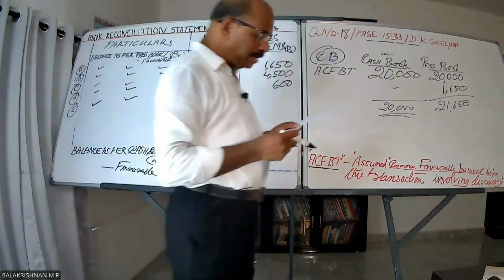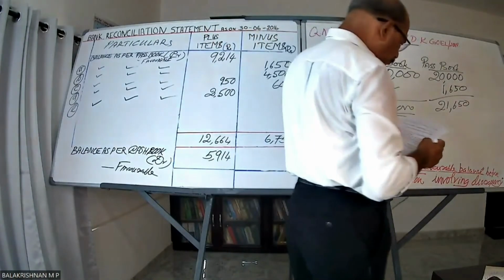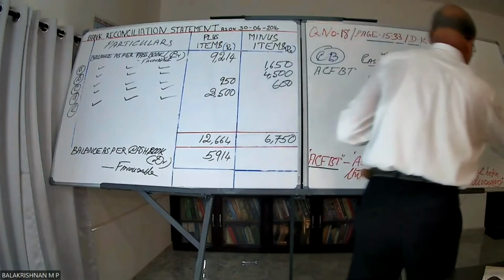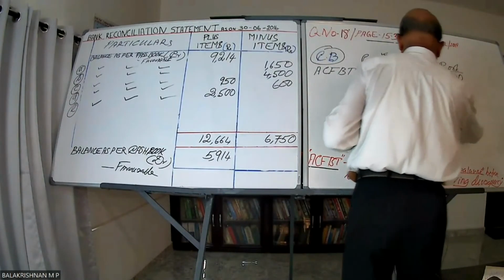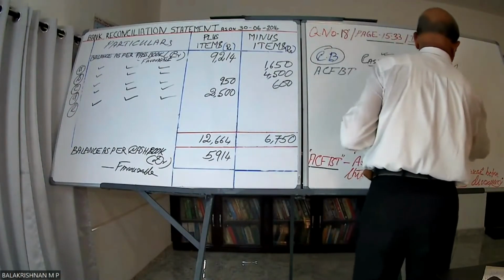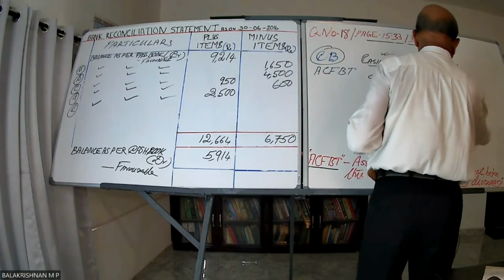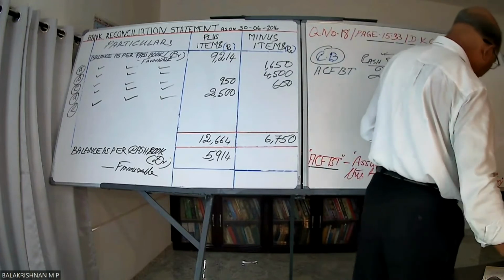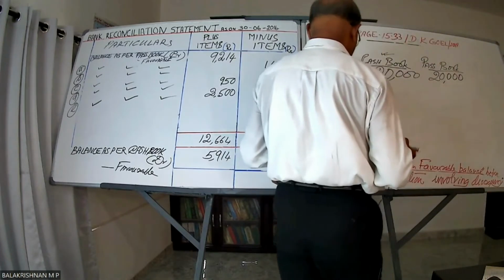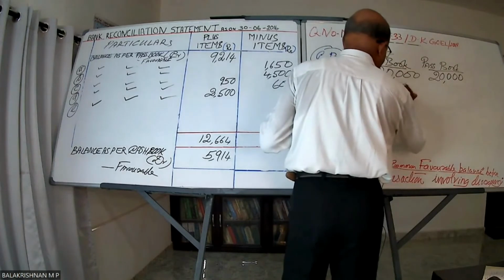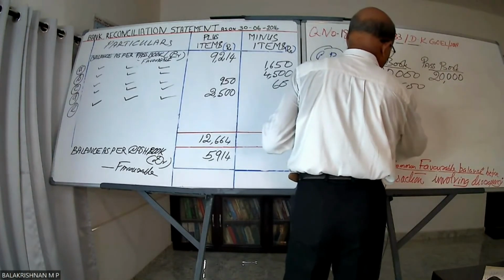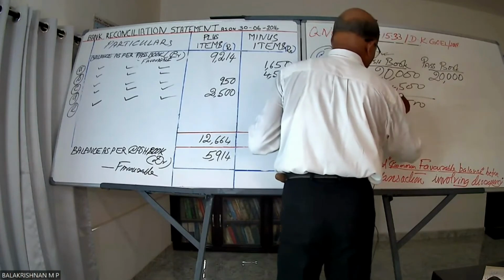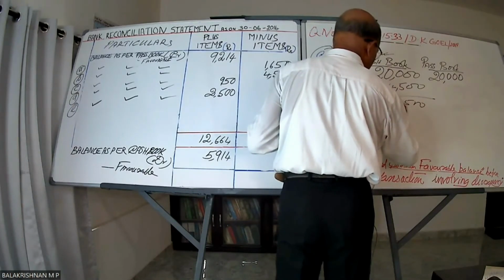Certain checks valued at rupees 4,500 issued before June 30 were not cleared. Another predominant thing in any bank reconciliation. Check issued, not presented or not cleared. So what's the amount? 4,500. The moment I issued the check, my balance has come down to 15,500.